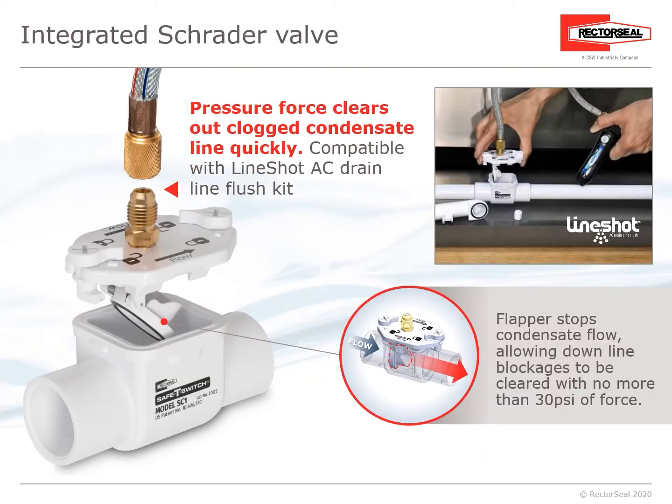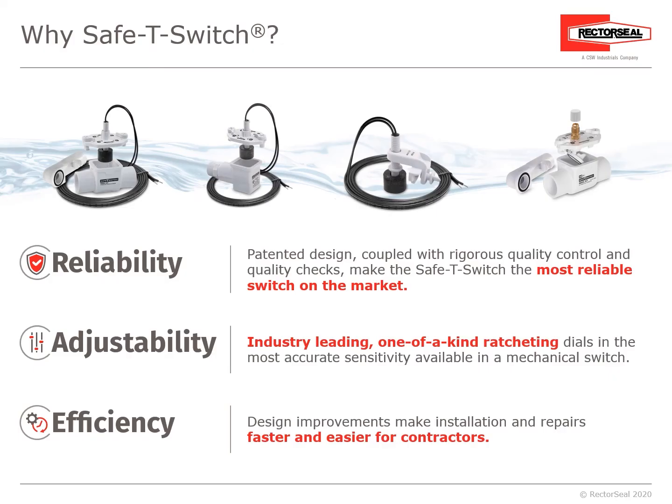Integrated Schrader valve that's available on the SC1. The pressure force clears out clogged condensate lines quickly. Compatible with Line Shot AC drain line flush kit. The flapper inside the SC1 stops a condensate flow, allowing downline blockages to be cleared with no more than 30 psi of force. Why safety switch?